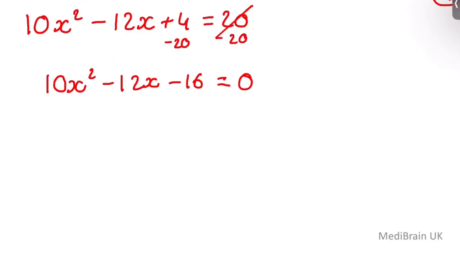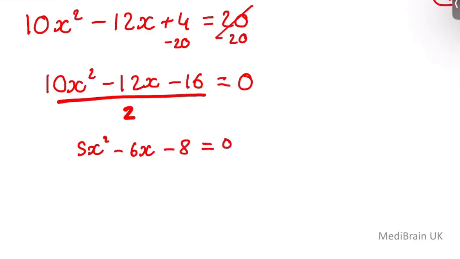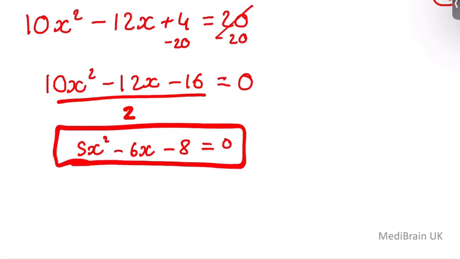Now, as you can see, 10, 12, and 16 are all divisible by 2. They all go into the 2 times table. So we can divide all of these by 2, just so we have a simpler quadratic on our hands. 10 divided by 2 is 5, so we have 5x squared. Minus 12 divided by 2 is minus 6, so we have minus 6x. And then minus 16 divided by 2 is minus 8, and that's equal to 0. This quadratic is simpler to factorize than the original 10x squared that we had.